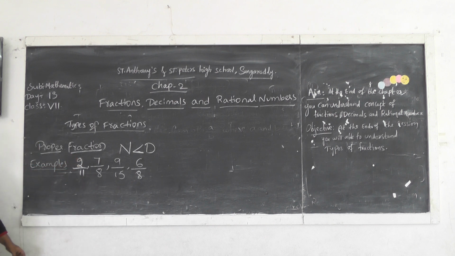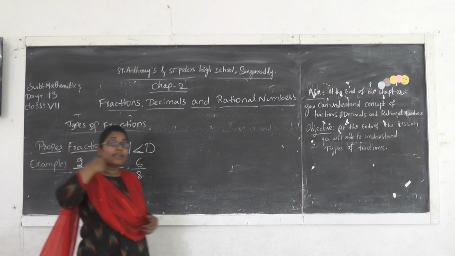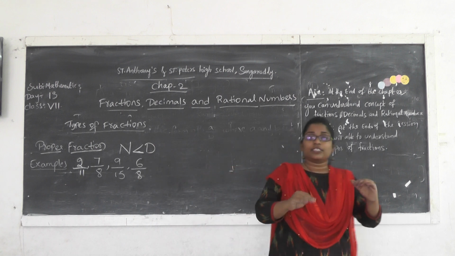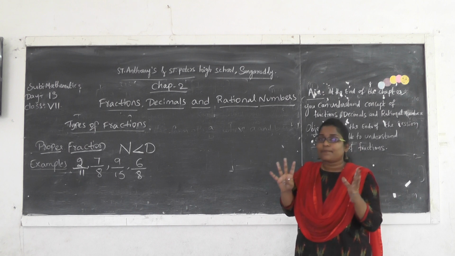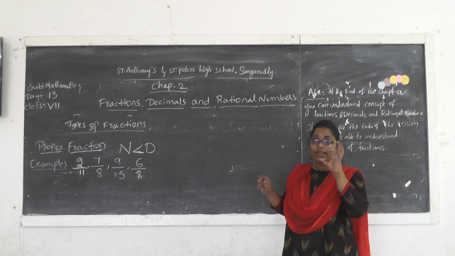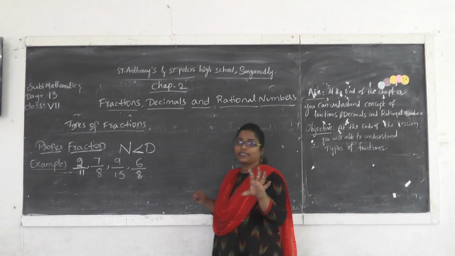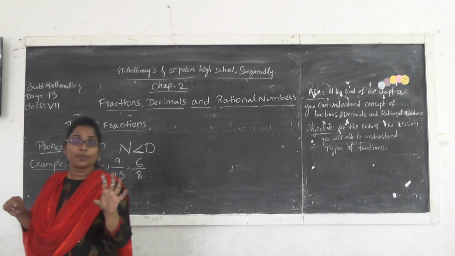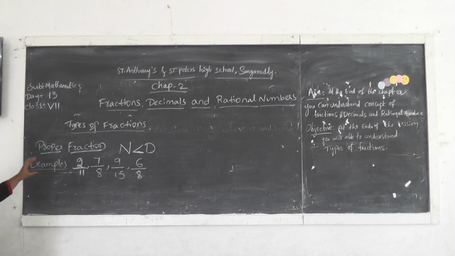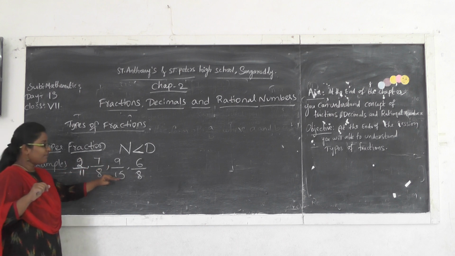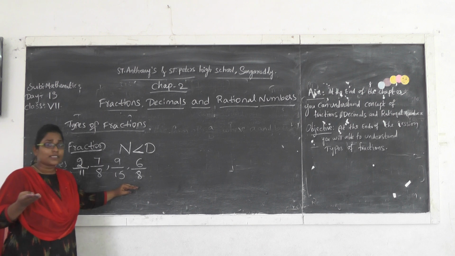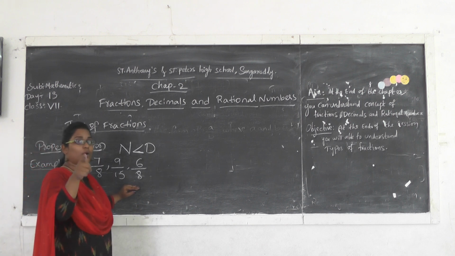What is meant by proper fraction? It is where, in the fraction, the numerator is smaller than the denominator. Such types of fractions are said to be proper fractions. If you observe in these examples, all the numerators were less than the denominators. Please write your own examples too.